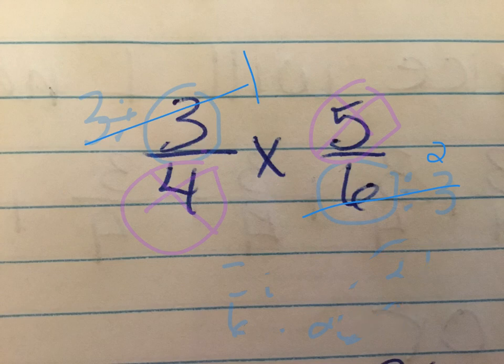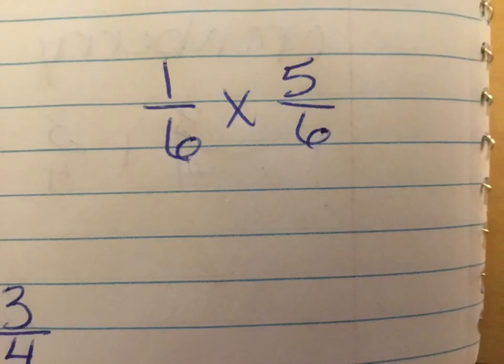And then all we have to do is multiply across. Multiply across, multiply across. Alright, when we multiply across, 1 times 5 equals 5. And 4 times 2 equals 8. And I am done. 5/8. Okay, let's try this one. First step, make sure both are a fraction. Fraction, we're good to go.